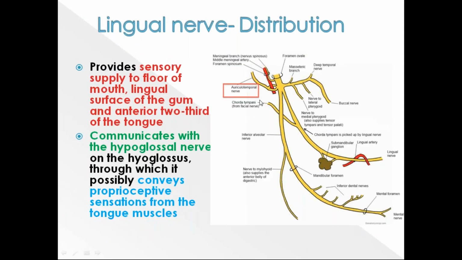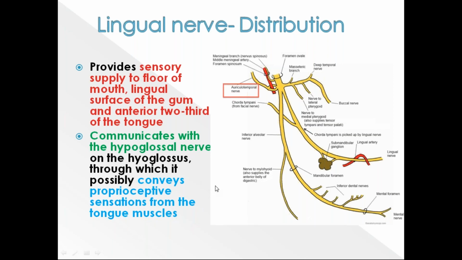Okay, then if you see other branches of the lingual nerve, it provides sensory supply to the floor of the mouth and lingual surface of the gum and anterior two-third of the tongue. It also communicates with the hypoglossal nerve on the hyoglossus. So through this, it conveys some proprioceptive sensation from the tongue muscle. Okay. So I think now you are clear about the lingual nerve distribution.